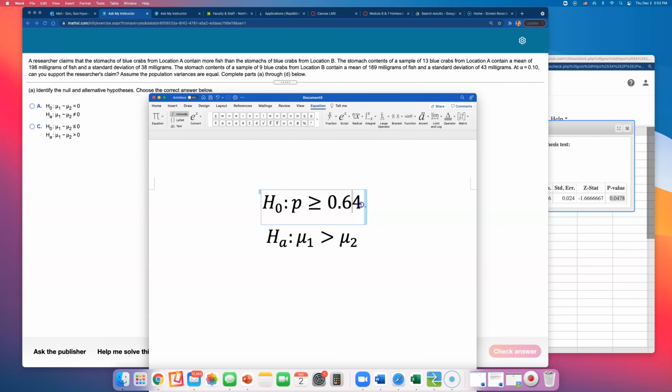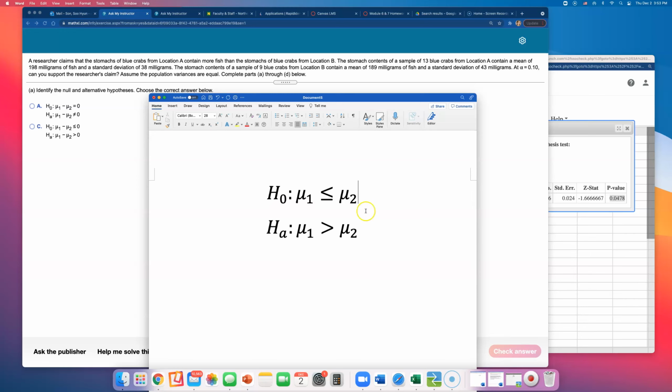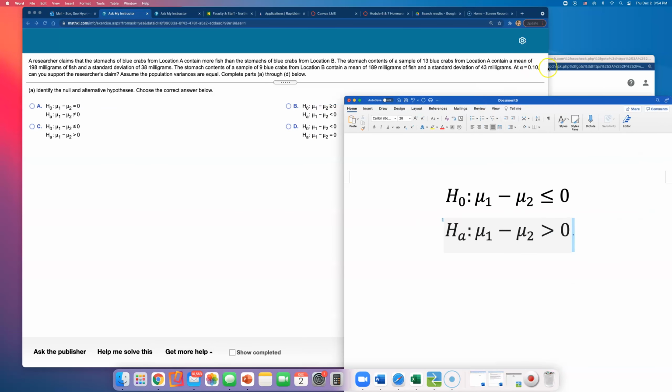So our alternative hypothesis is going to be mu1 is greater than mu2, and the null hypothesis will be that mu1 is less than mu2. Now imagine this for me. We can subtract mu2 from both sides. If I subtract mu2 from both sides, the left-hand side will become mu1 minus mu2, and the right-hand side will be mu2 minus mu2, which is 0. I can do the same thing over here, subtract mu2 from both sides. So the left-hand side will be mu1 minus mu2, the right-hand side will be 0. Those are the hypotheses that we are testing for this problem.